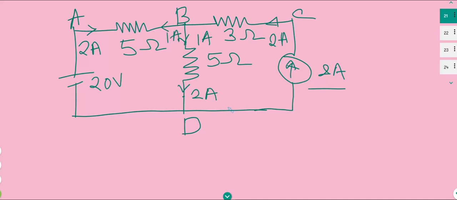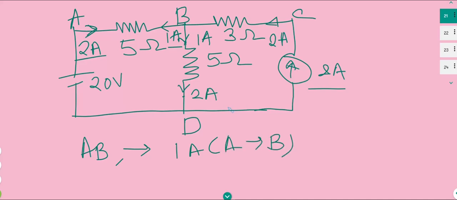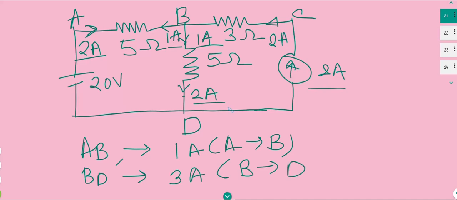Now the final current through AB: 2 ampere and 1 ampere, which means the final current will flow in this direction, 1 ampere from A to B. Second, this is 1 ampere and 2 ampere, which means the total current in the BD branch will be 2 ampere plus 1 ampere, 3 ampere, and the direction is B to D. And this is the current through 3 ohm.